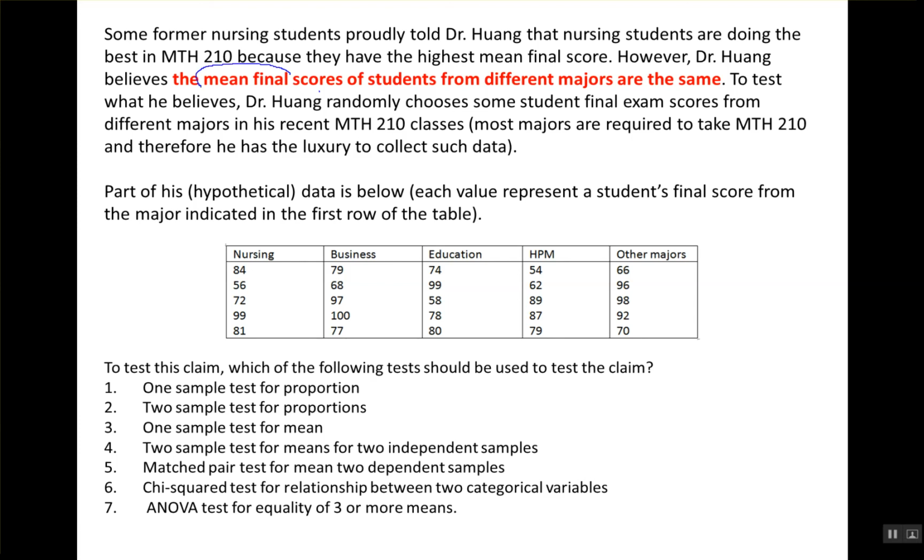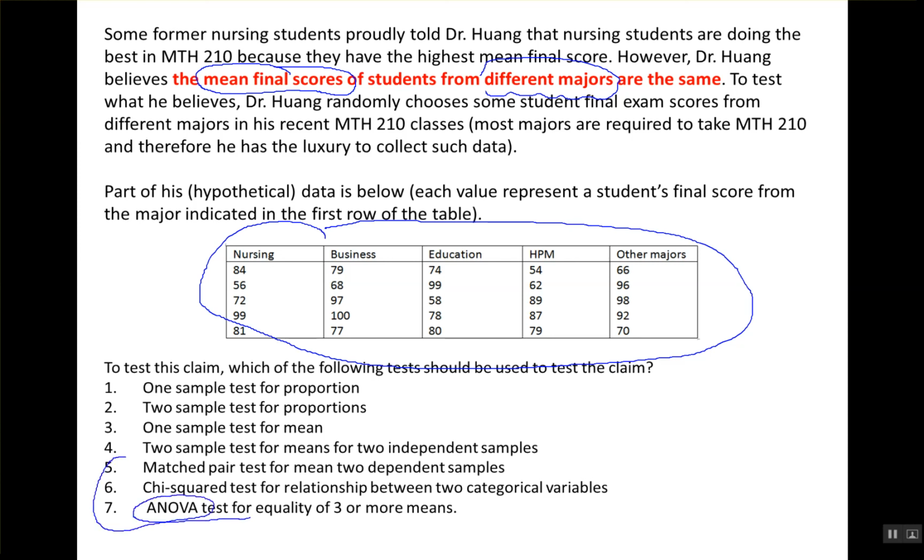This time we are talking about the mean final score from different majors. Okay, different majors. So basically we are comparing the mean final score among those different groups. And in this hypothetical data set, we are comparing the mean of those groups. And the ANOVA test, which is the very last one, is specifically designed to test for the equality of three or more means. So therefore, I pick the number 7.